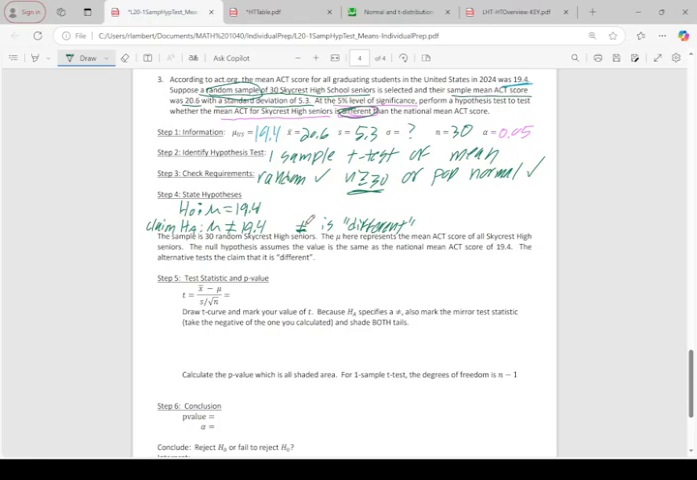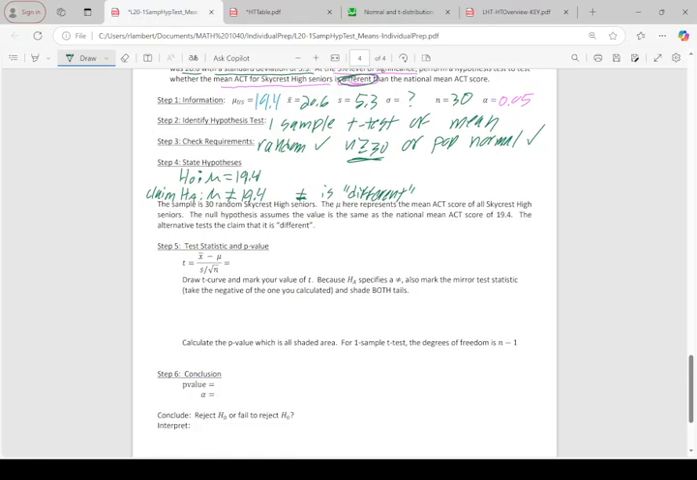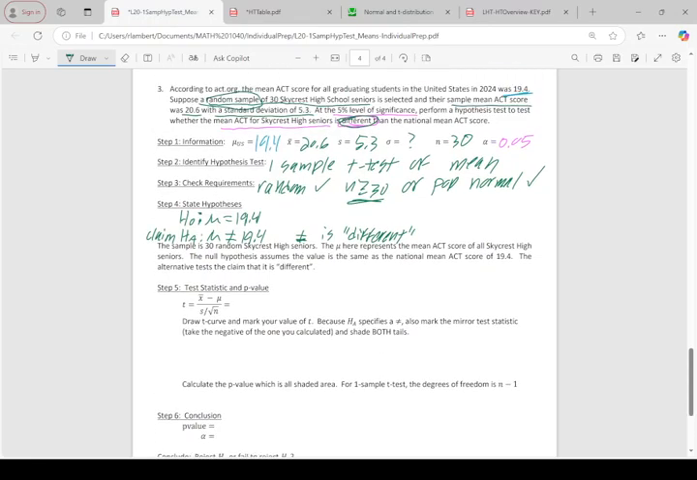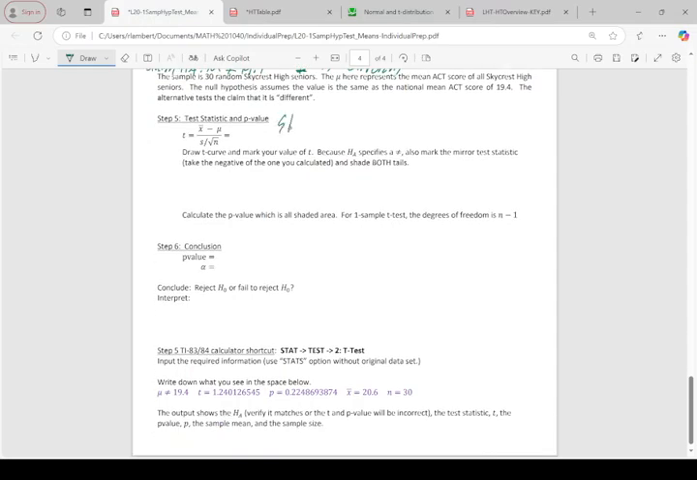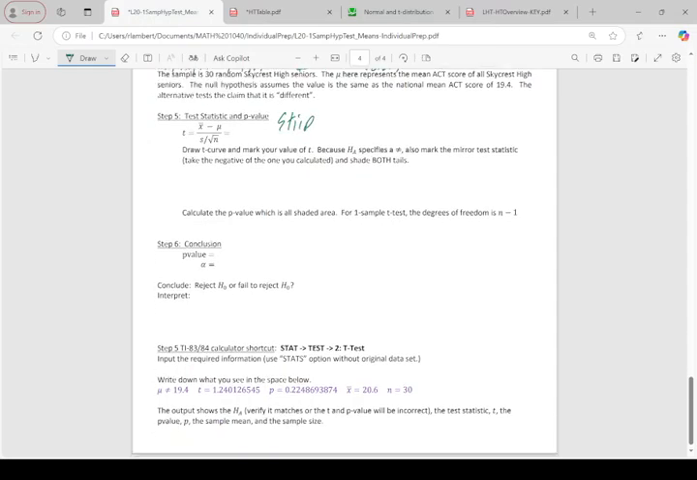Okay, so this mu here represents the Skycrest High mean ACT score. Not the 30, all Skycrest High seniors. We don't know what it is, but we got data for 30 of them. So we're going to skip this for time's sake, and we'll do the calculator instead.